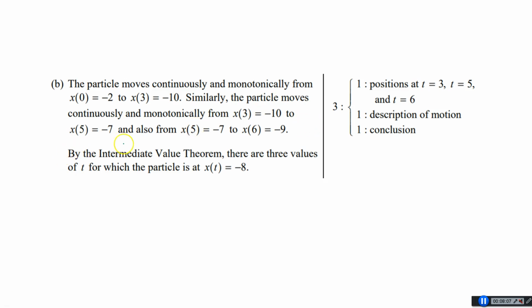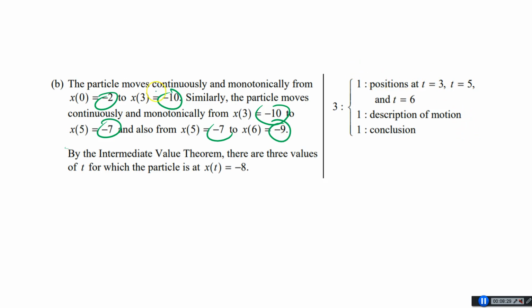Similarly, the particle moves continuously from 3 to 5. So we've got 0 to 3, 3 to 5, and 5 to 6. So by the intermediate value theorem, there are three values of t where the particle is equal to negative 8. Because we go from negative 2 to negative 10, it must be in between there. Negative 10 to negative 7 must be in between there. And then negative 7 to negative 9 has to be in between there again.